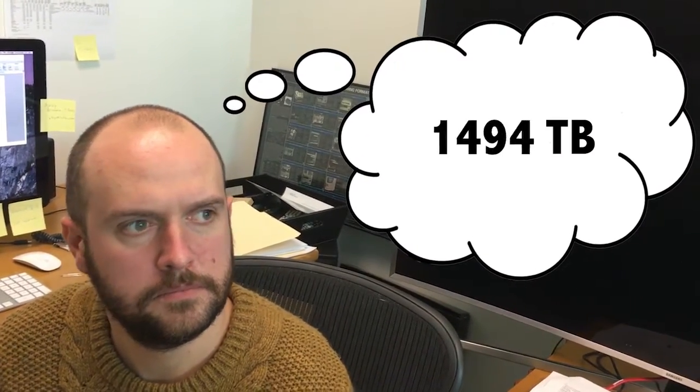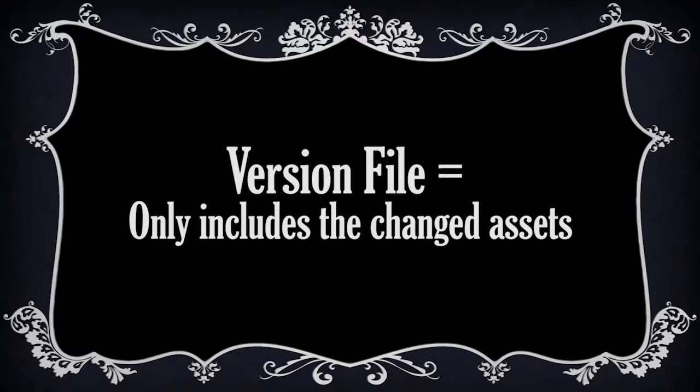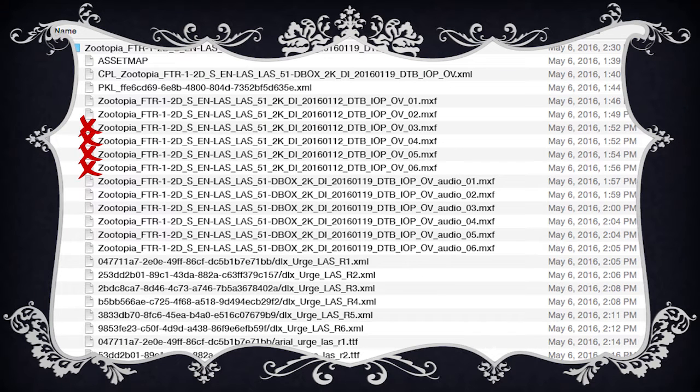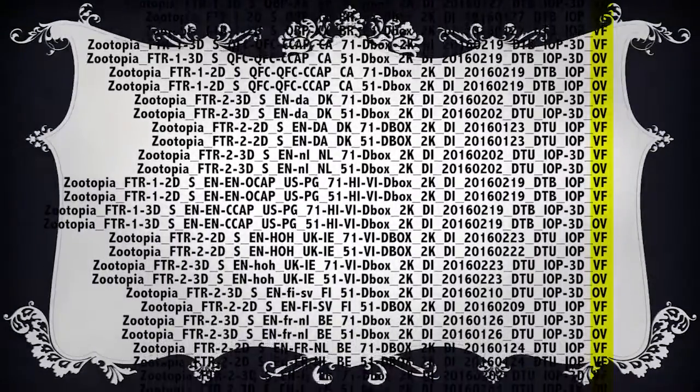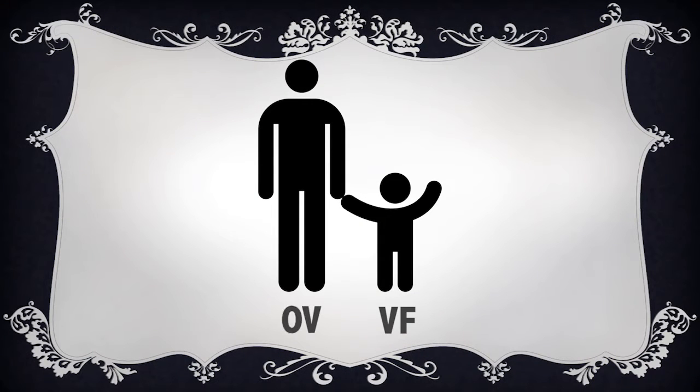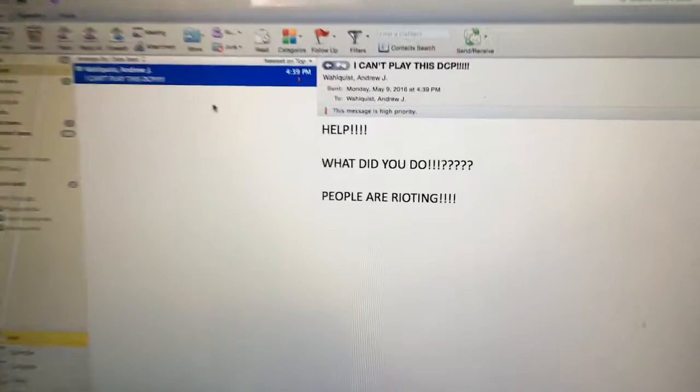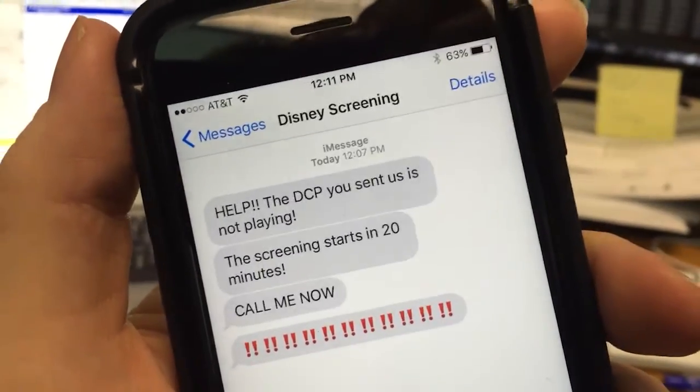Isn't that really inefficient? Turns out you can have a version file DCP that only includes the new language or subtitle files, yet reuses the assets from the original version DCP. This is where we get the VF and OV at the end of the CPL name. You can't play a version file DCP unless you load the OV original version first, so don't forget to send them both to the theater, or else you'll have a movie theater full of angry people who can't watch the movie. But luckily you didn't forget that, so you're good.